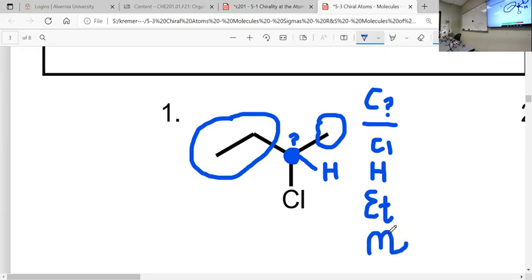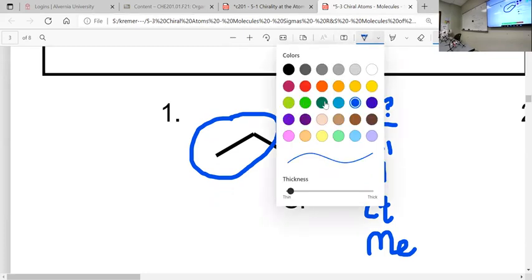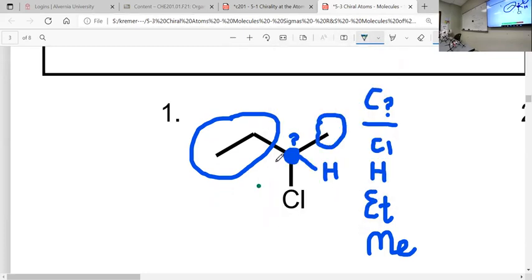We have 4 different groups on it. This is chiral. And we would mark this with an asterisk. Your final answer should have an asterisk, and that announces to your audience that, yep, this is chiral.